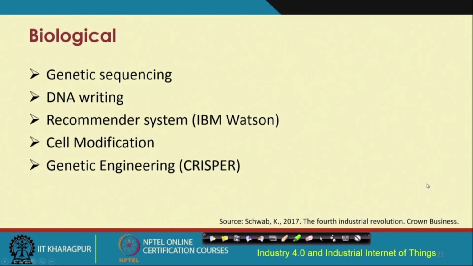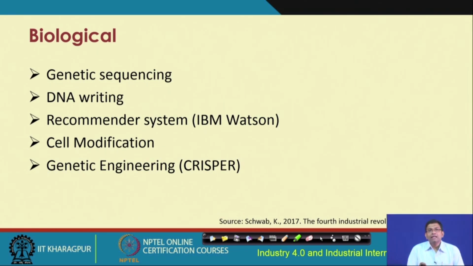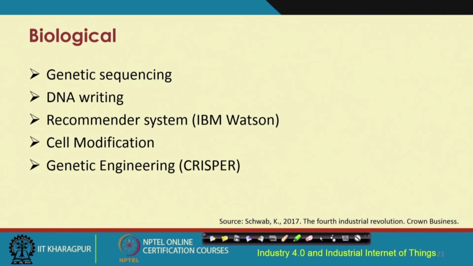Biological transformations: adoption of different technologies such as gene sequencing, DNA writing, and recommender systems. A recommender system in the physiological domain works like this: if you provide the molecular-level composition of a human being, then the best precise drug to be administered to that particular human can be recommended through the use of different advanced systems that have been produced now. Cell modification is possible now, and advanced genetic engineering is also a reality.